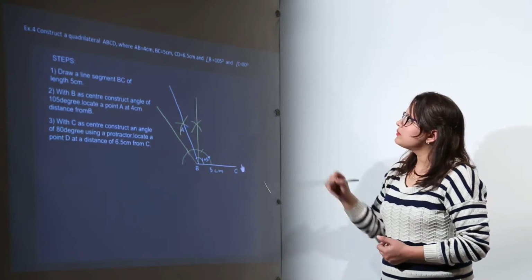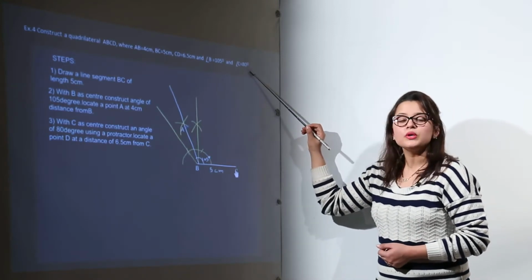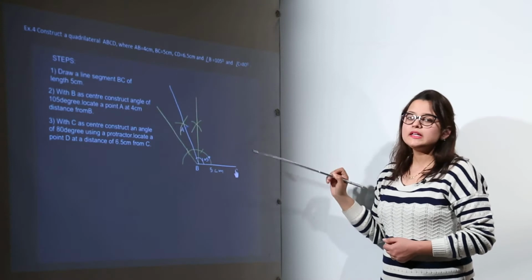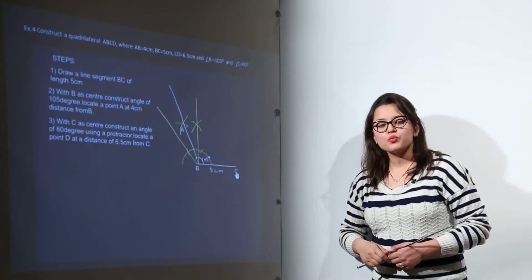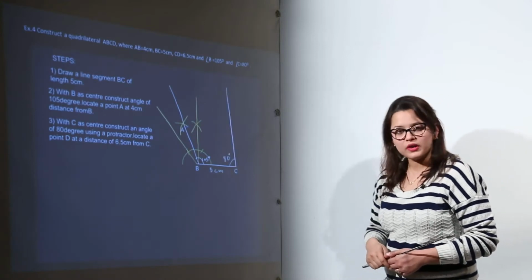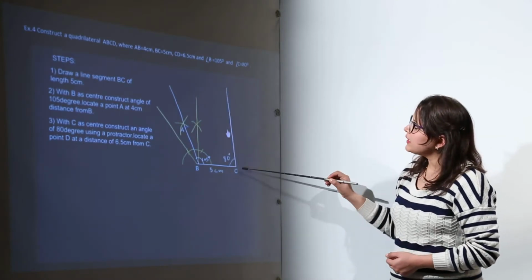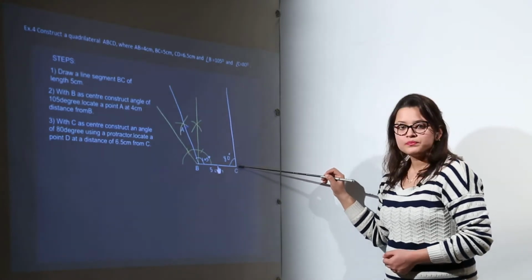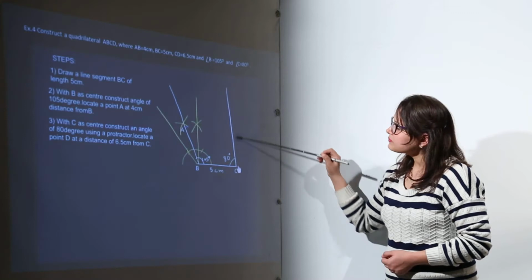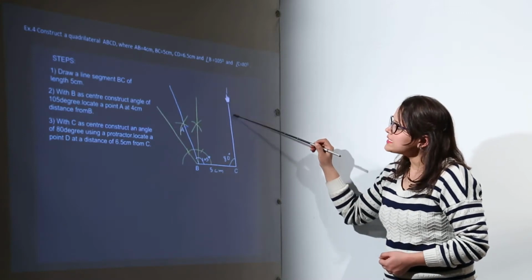Similarly, the next step would be to construct angle C equal to 80 degrees. Now 80 degrees cannot be made with the compass, so we take the help of a protractor. With the protractor we have made the angle of 80 degrees. Now my next point D is going to lie on this angle of 80 degrees.